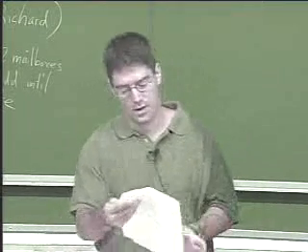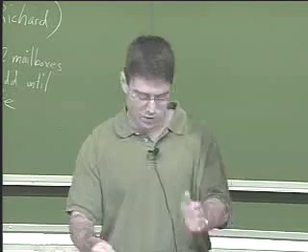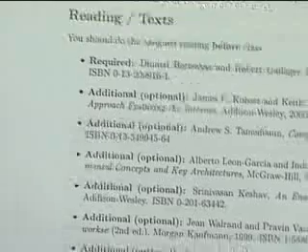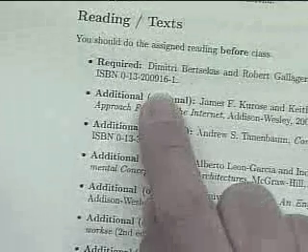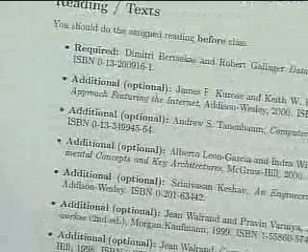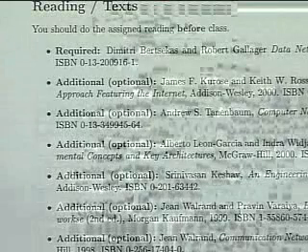All that's written here as well. The text: Bertsekas and Gallagher is the required text. We don't follow it very closely. I refer to it from time to time, but really this course has no text. There isn't a good textbook that goes along with this course.